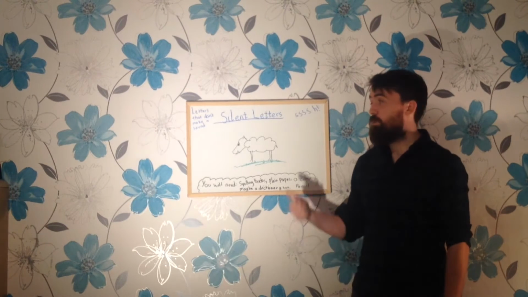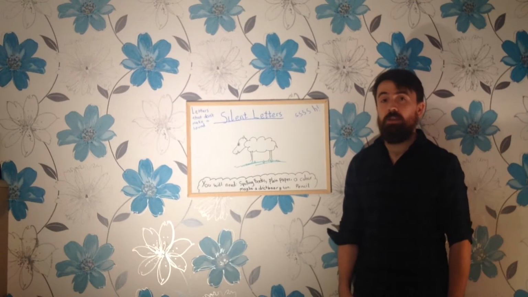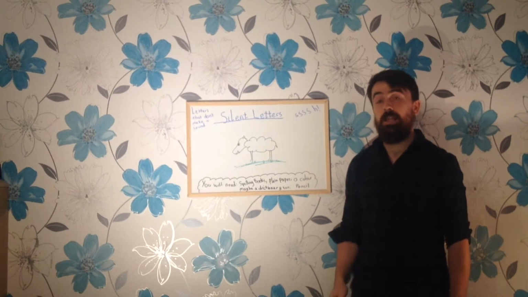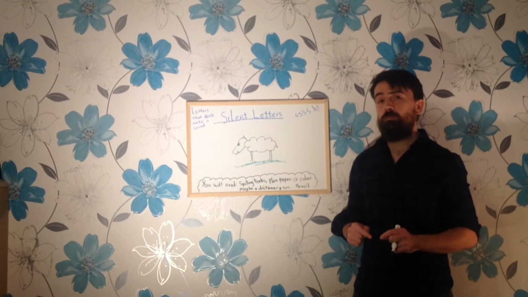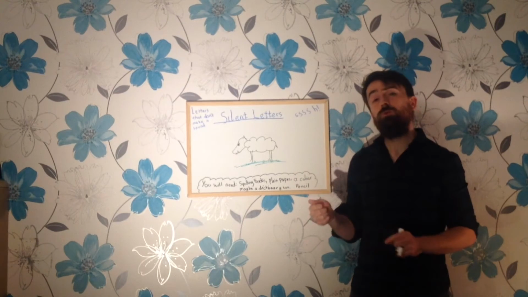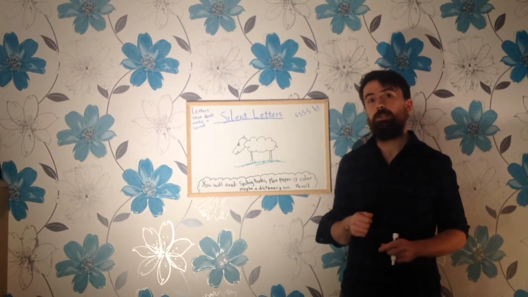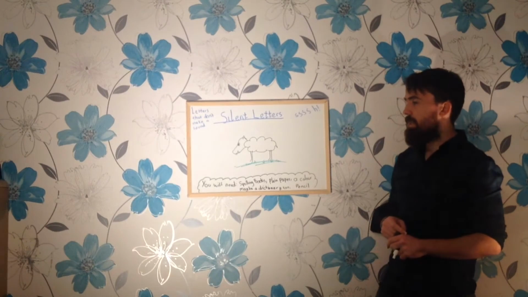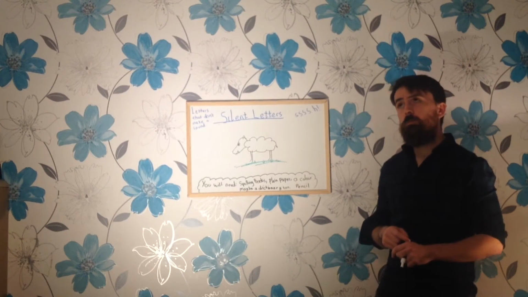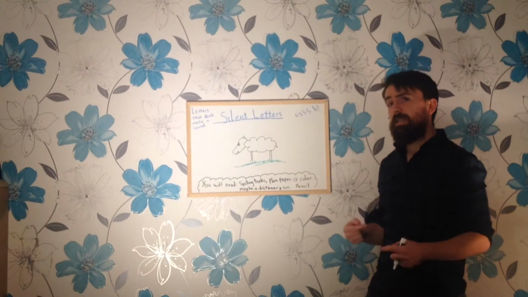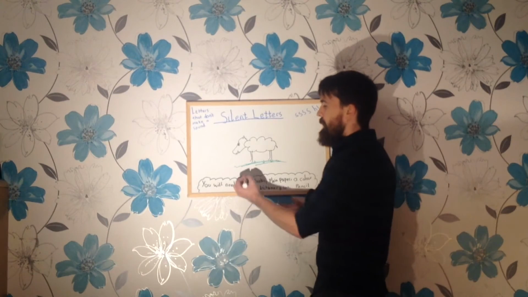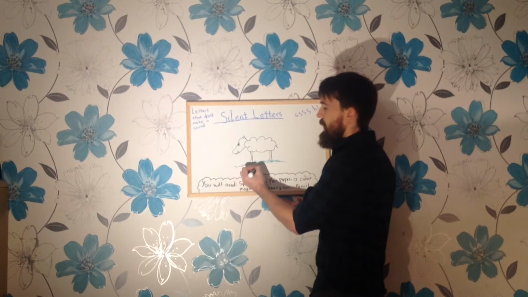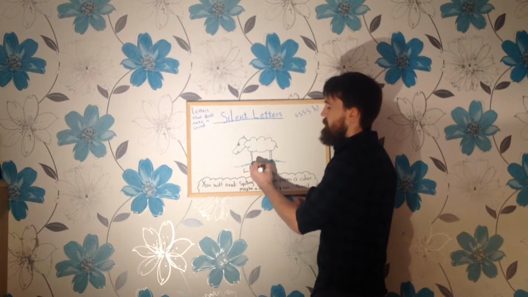Now, this week we're looking at silent letters. Silent letters are letters within words that don't make a sound when we pronounce the whole word together. On my board I've drawn something that has a silent letter in it. It's a lamb. As I pronounce it, I say lamb. So if I write it down and spell it like that, I would be spelling it as L-A-M.